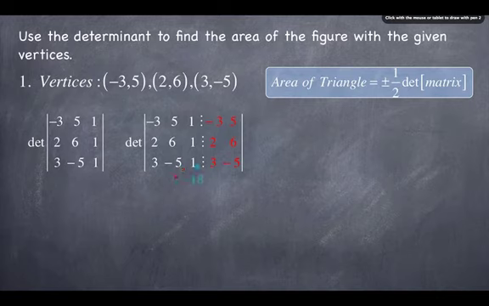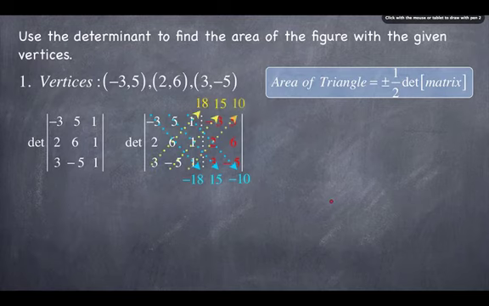I am going to compute the product of these three numbers, which gives me -18. Then the product of these next three numbers. Notice that these are diagonals. The product of the numbers in the following diagonal: 5 times 1 times 3 gives me 15. 1 times 2 times -5 gives me -10. And then at this point, now I'm going to go this way. I'm going to work with these diagonals, going up: 18, 15, 10.